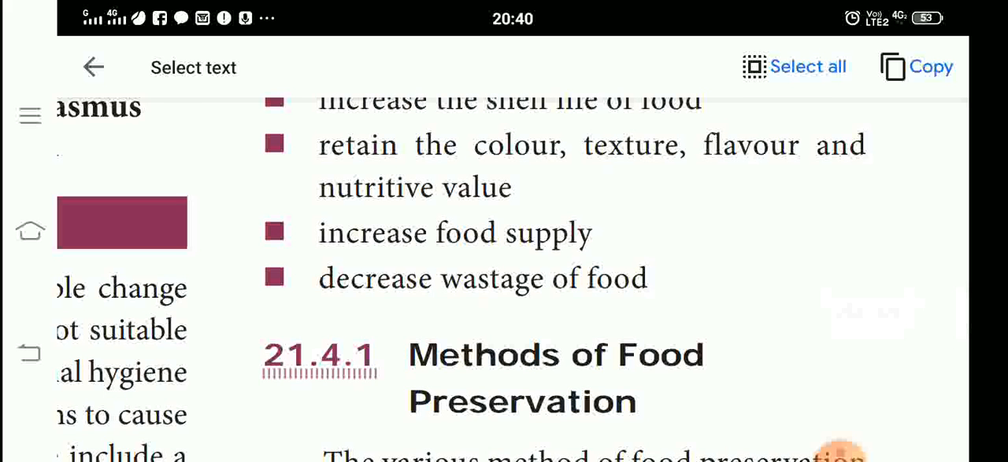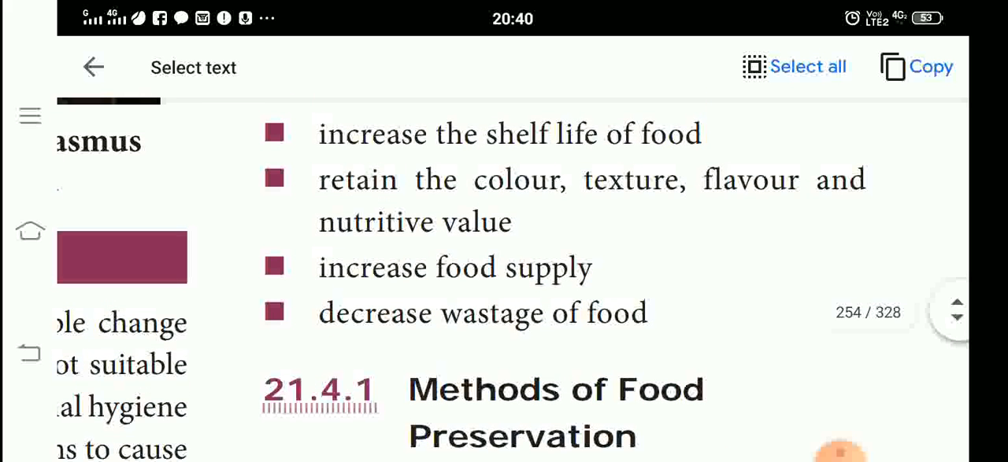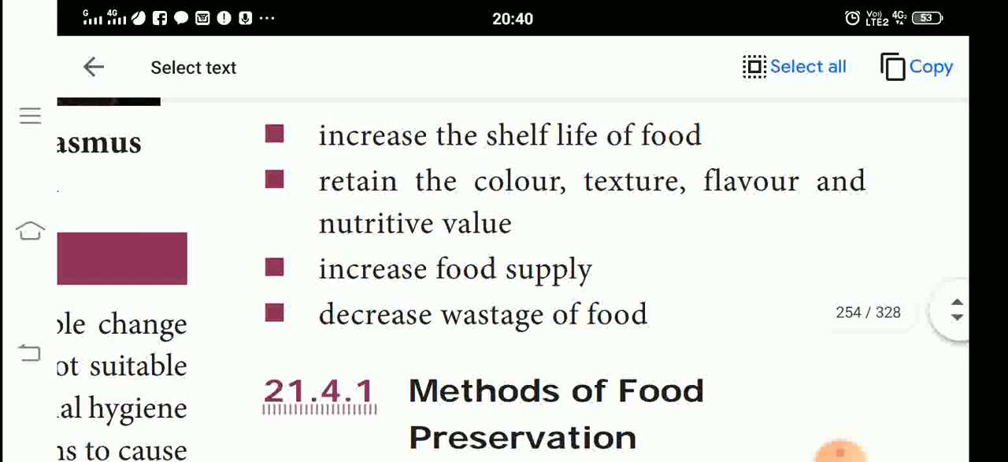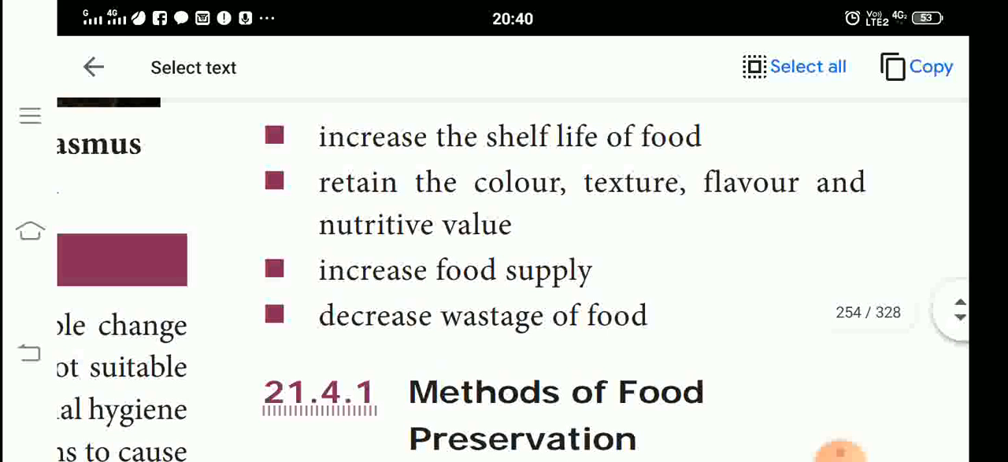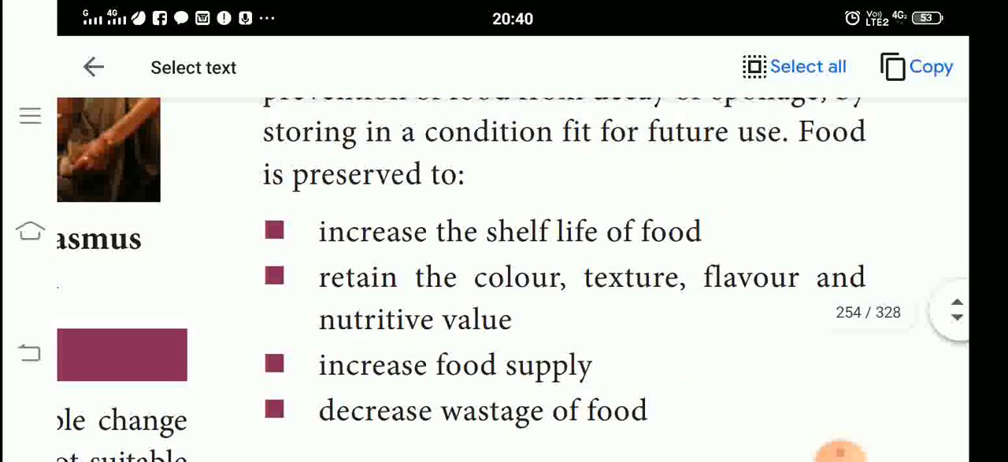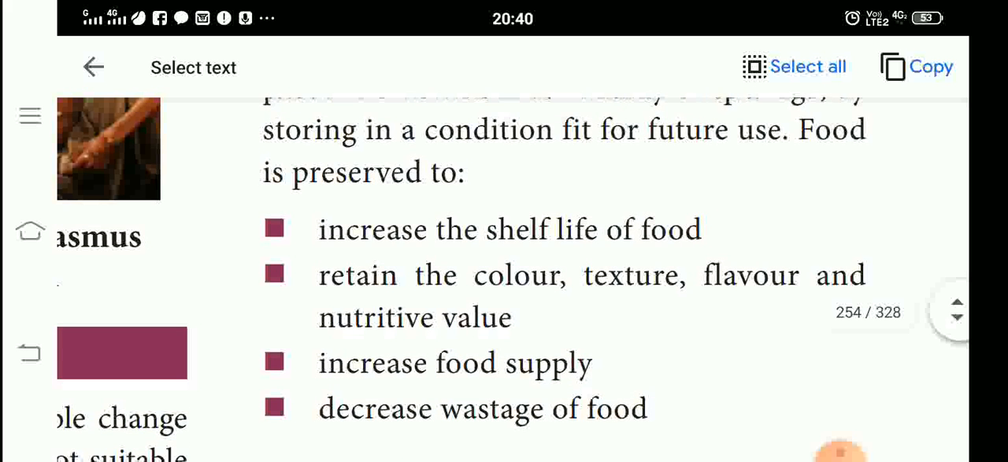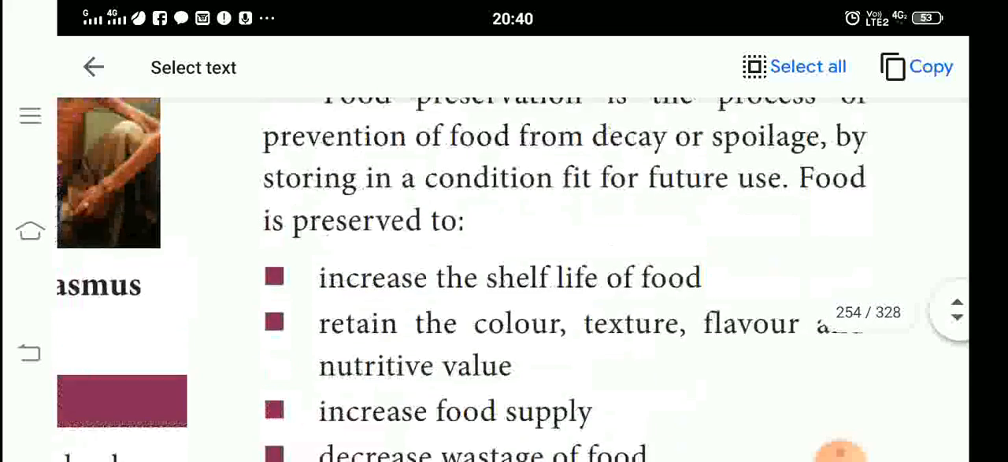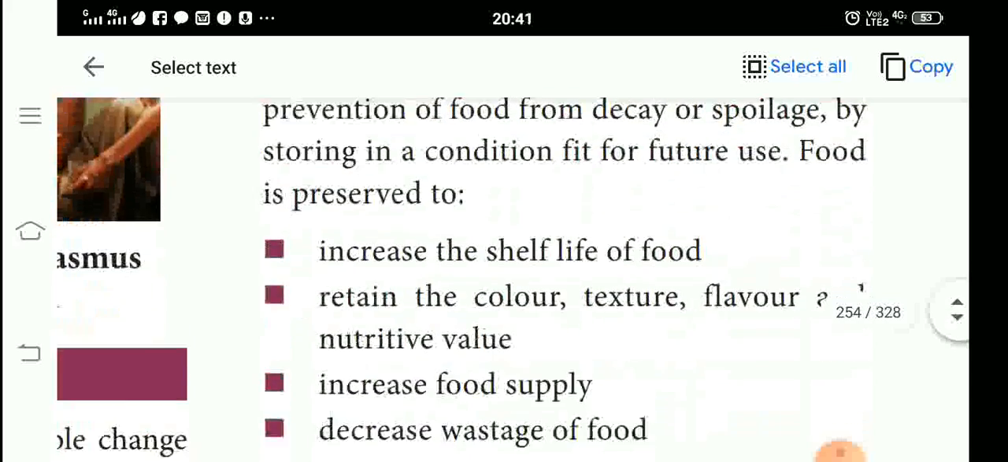Then decrease wastage of food. For a single use, do we use a whole bottle of jam? No, we use a little bit of jam. So we are using the jam for several months. So wastage of food is avoided. For this purpose, food preservation is very, very essential. I hope you are all clear about what food preservation is and why we have to preserve the food.